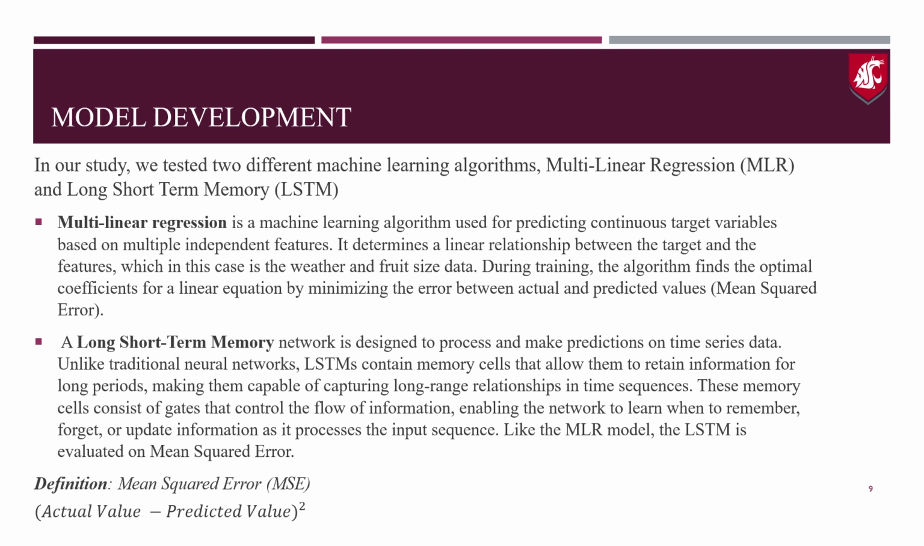A long short-term memory network is designed to process and make predictions on time series data. Unlike traditional neural networks, LSTMs contain memory cells that allow them to retain information for long periods, making them capable of capturing long-range relationships and time sequences. These memory cells consist of gates that control the flow of information, enabling the network to learn when to remember, forget, or update information as it processes the input sequence.